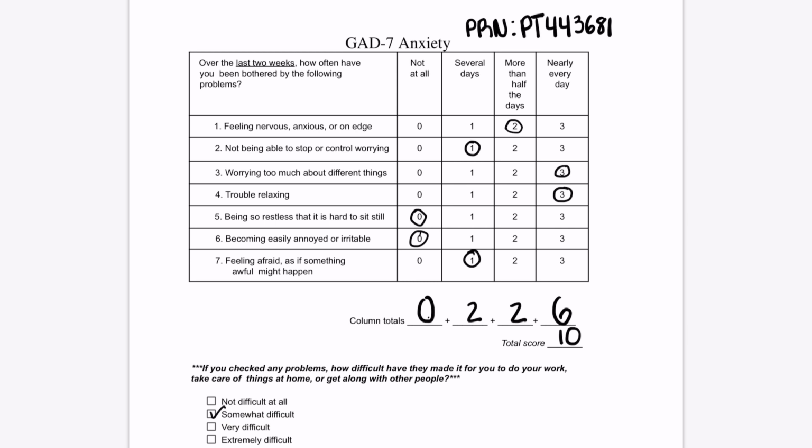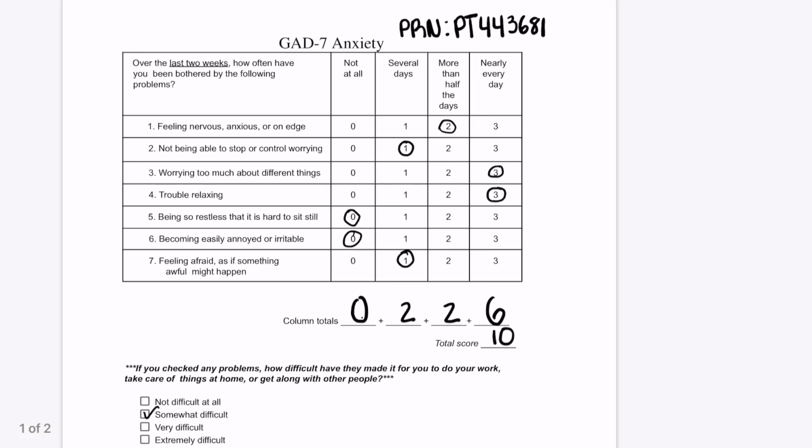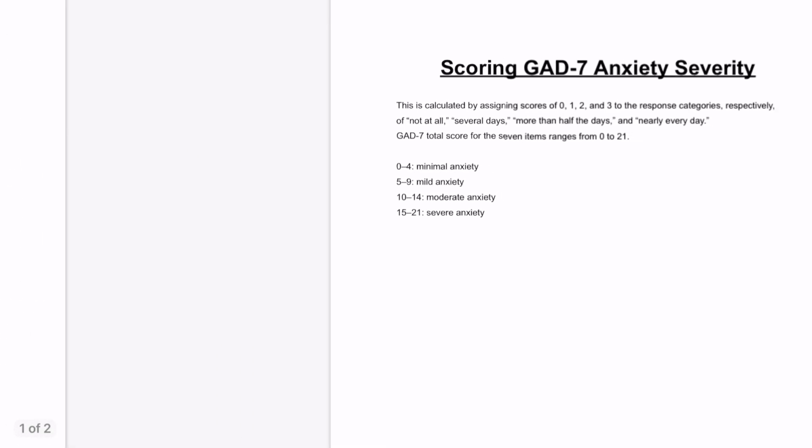So now we're going to get the final score, or interpret our score. As you can see here, 0 to 4 means minimal anxiety, 5 to 9 would mean mild anxiety, 10 to 14 moderate anxiety, and 15 to 21 severe anxiety. And since our patient scored a 10, they have moderate anxiety.